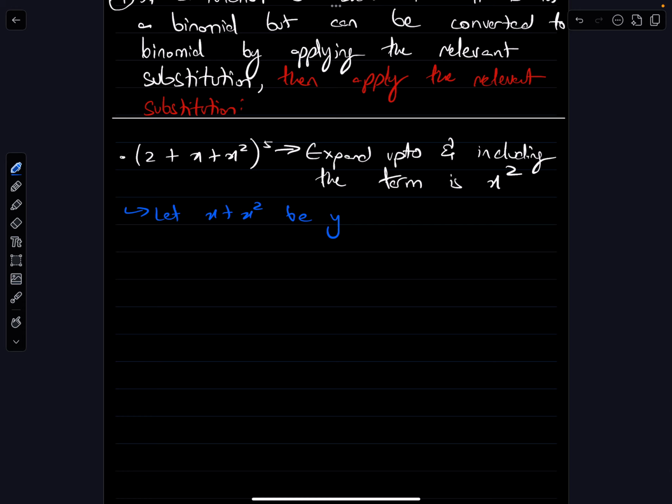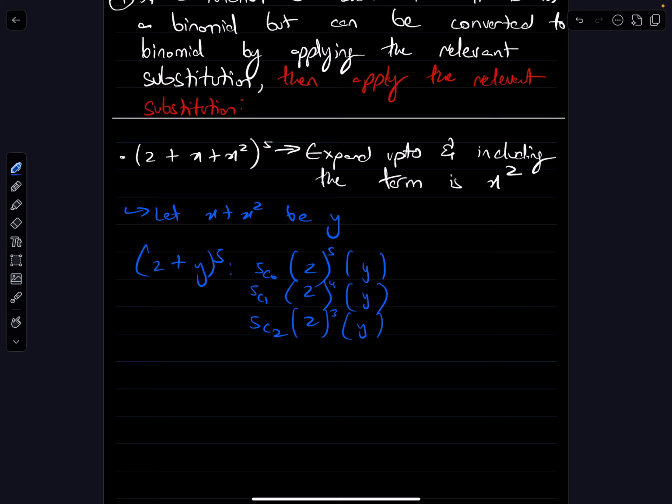Thus, once we applied substitution, we have something like this. We need to expand till x squared, that is till r is equal to 2. So we have 5C0, 5C1 and 5C2. Since y is at the second place, we have the C's, and 5 minus 0, 5 minus 1, 5 minus 2, and here we have y to the power 0, 1, 2.